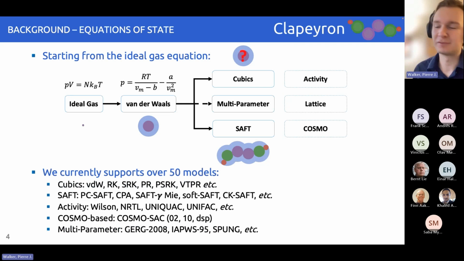Within Clapeyron, we support over 50 of these models, and I believe I can now say with confidence we support more models than most other open source implementations, where we cover the general cubics, SAFT equations, activity coefficient models, COSMO-based models such as COSMO-SAC, and these high accuracy multi-parameter equations of state.